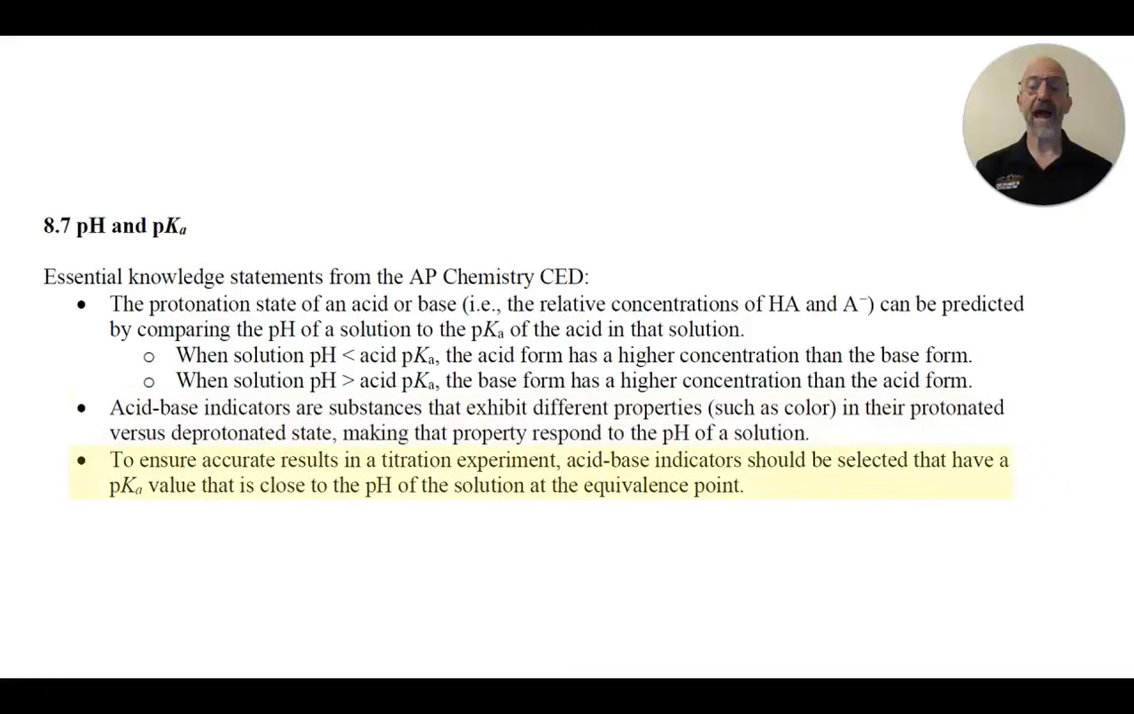And so to ensure accurate results in a titration experiment, acid-base indicators should be selected that have a pKa value that is close to the pH of the solution at the equivalence point. And I will show you an example of questions in this lesson where you can predict the appropriate acid-base indicator for a titration. All right, let's go ahead and move on to the practice for topic 8.7.